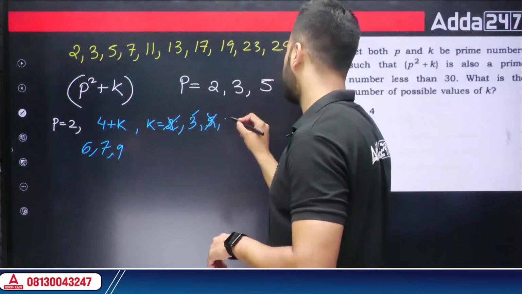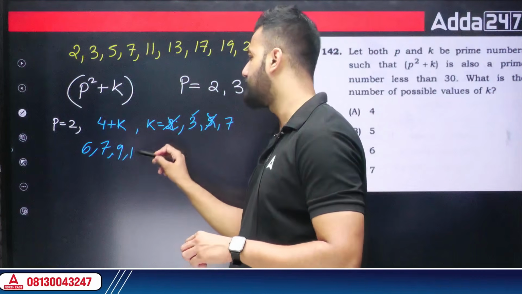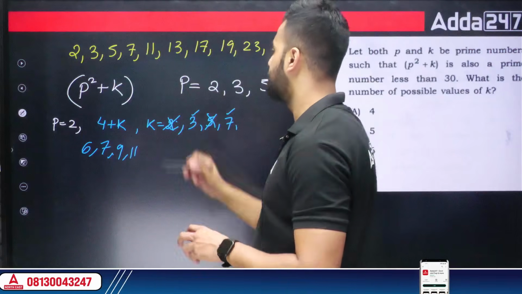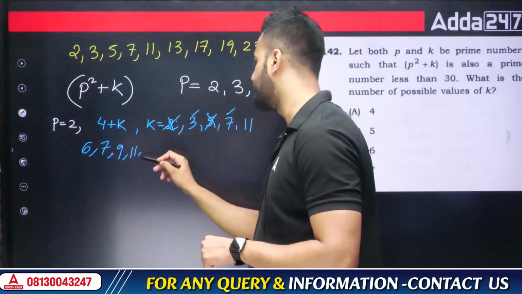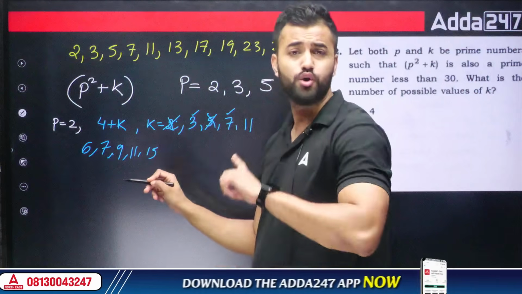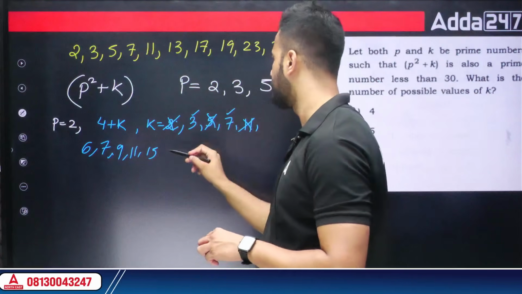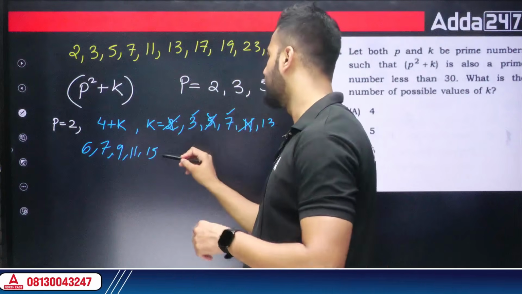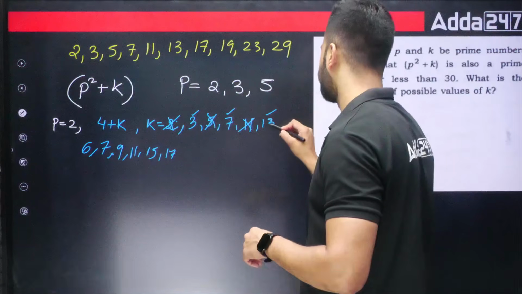Similarly, if I take 7, 7 plus 4 is 11, and 11 is a prime number, my friend. Yes, it is a prime number. That means I can take 7. Similarly, if I put 11, 11 plus 4 is going to be 15. Is it a prime number? No. That means I cannot take 11. Similarly, if I put 13 out here, 13 plus 4 is 17. Is 17 a prime number, my friend? You would say, yes, it is a prime number. So I can take 13.